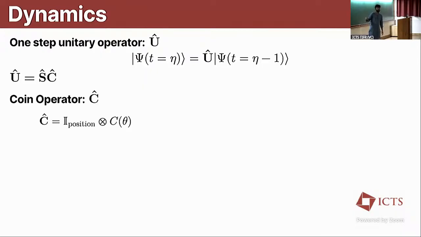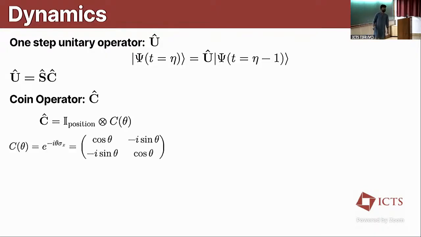The coin operator acts trivially on the position space, but it does something to the spin space. For this work, we have chosen this coin operator. In principle, you can choose different coin operators, like a Hadamard or anything. You just have to follow the unitary structure.